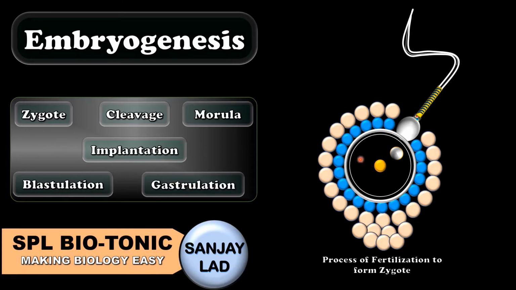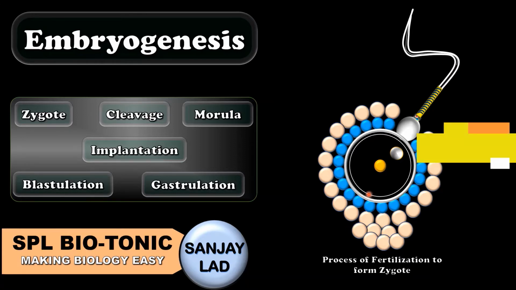As we all know, the process of fertilization occurs in the ampulla of the fallopian tube. It results in the formation of a single cell zygote. The zygote starts dividing by the process of mitosis. It is called cleavage because the size of the resulting cells keeps on decreasing. In humans, the entire cell divides, therefore it is called holoblastic division.